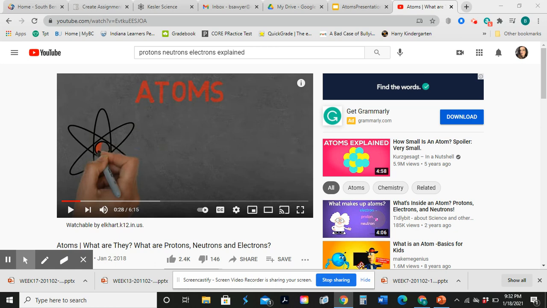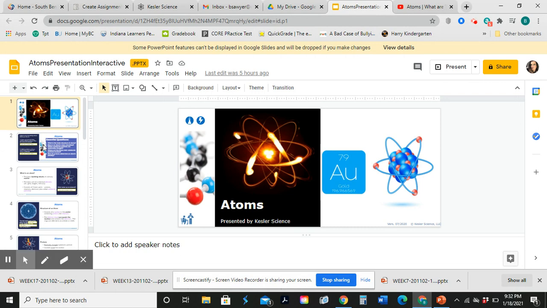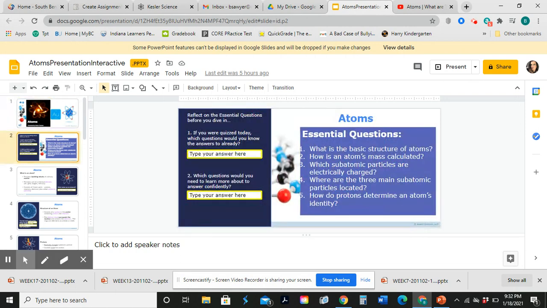Hello, today we're going to talk about atoms. We're going to introduce atoms. For our essential questions today, we have: What is the basic structure of atoms? How is an atom's mass calculated? Which subatomic particles are electrically charged? Where are the three main subatomic particles located, and how do protons determine an atom's identity?